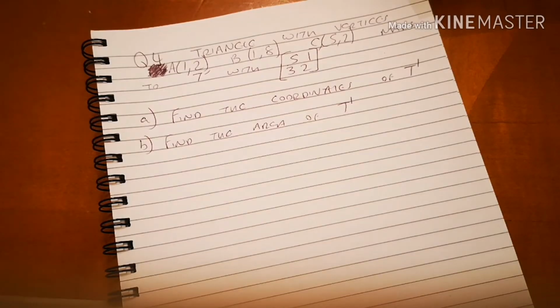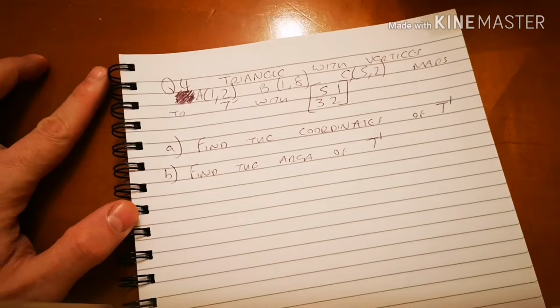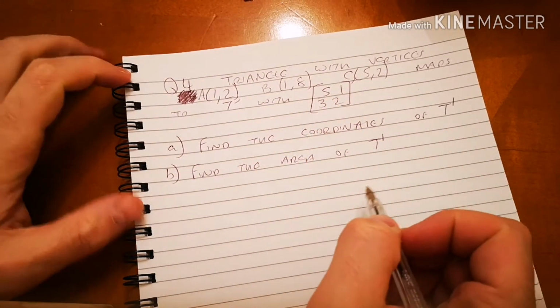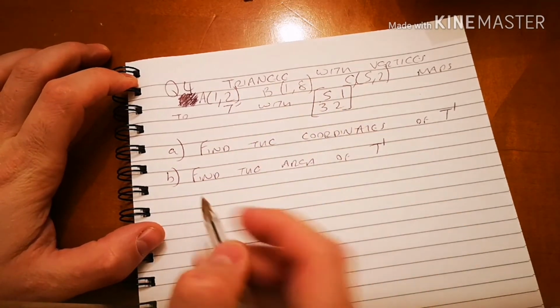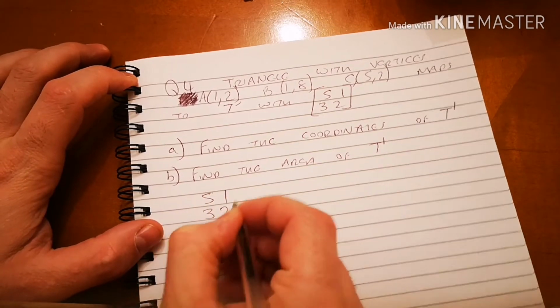Right, question 4. Triangle T has vertices A at 1, 2, B at 1, 8, and C at 5, 2. It maps to T dash with the matrix 5, 1, 3, 2. Find the coordinates of T dash. Okay, so what I need to do is multiply this matrix by each one of these. So 5, 1, 3, 2.